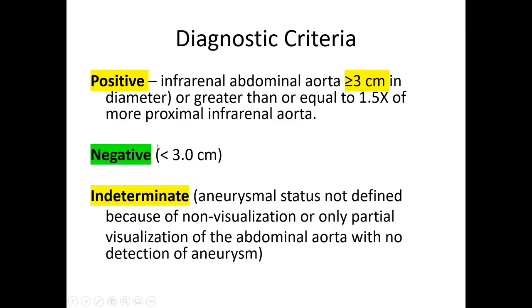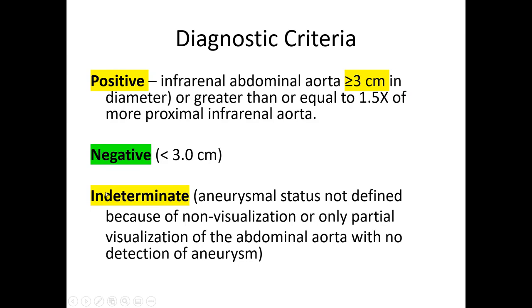Anything less than 3 is obviously going to be labeled as normal. We expect the diameter to be about 2, 2.1, 2.2, but what about 2.7 or 2.8? That would be considered ectasia. That means it's not normal, but it's not an aneurysm yet. So this is considered an ectasia or just a dilatation.